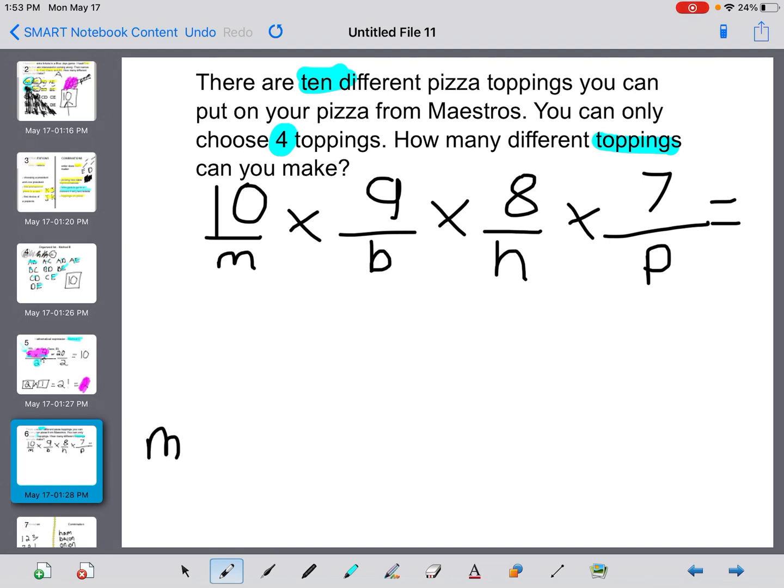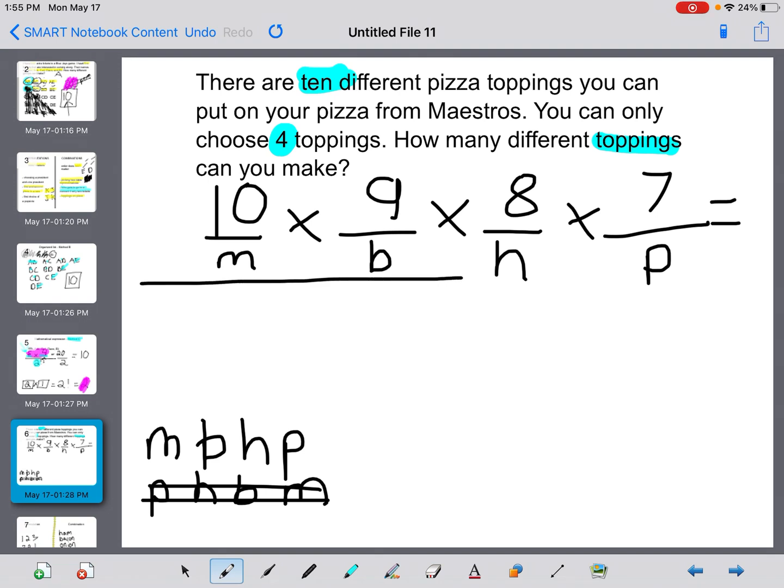But remember, if the man making my pizza at Maestro's Pizza puts on the mushroom and then the bacon and then the ham and then the pepperoni, is that any different than him putting on the pepperoni and then the ham and then the bacon and then the mushroom? It's not. It kind of looks the same, but it's not different because it's a combination. Order doesn't matter. I'm still going to end up with the same kind of pizza no matter what order he puts it on. So I'm going to take all the permutations that I found, and I'm going to divide by a factorial.